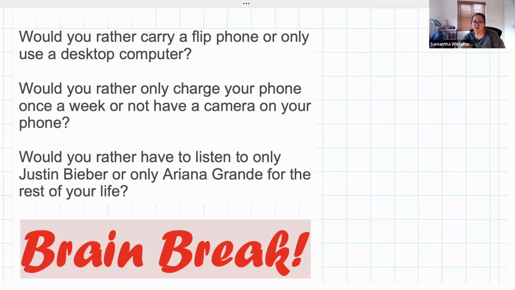Flip phone, interesting. And then desktop. We have some Ariana Grande fans or just some Justin Bieber haters. No camera on your phone. I feel like my brain has just had a brain. So you'd want to charge it once a week and then have no camera. Okay, my brain's worked.